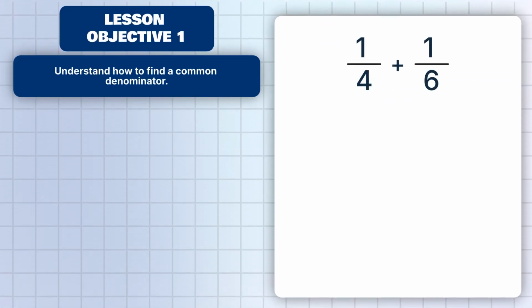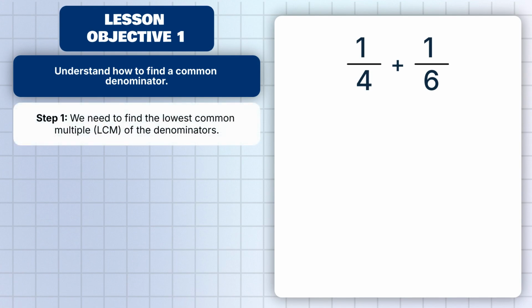Now let's try a slightly more complex method for when we need to add fractions with different denominators. First, find the lowest common multiple of the denominators. Identify the smallest number that both denominators divide into without leaving a remainder. Let's say we're adding 1/4 and 1/6, for example. The lowest common multiple of 4 and 6 is 12.